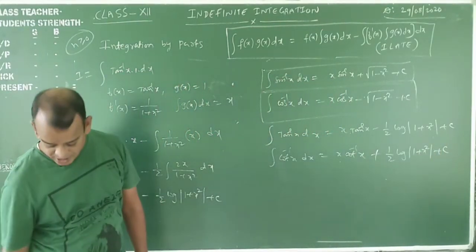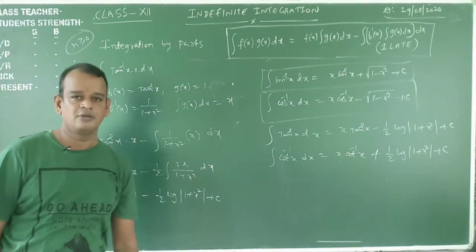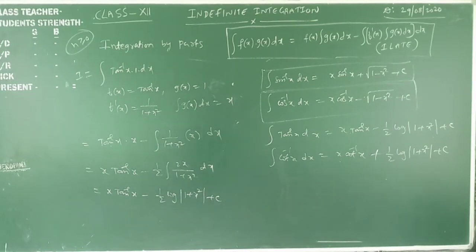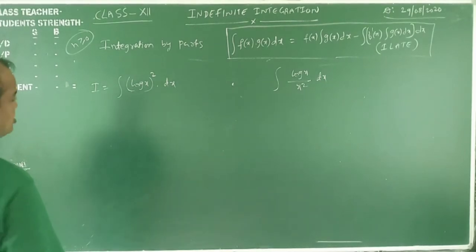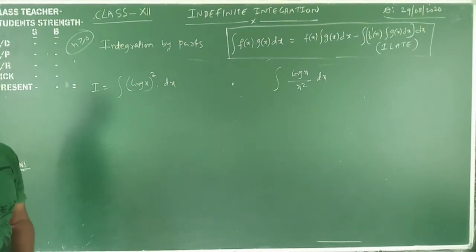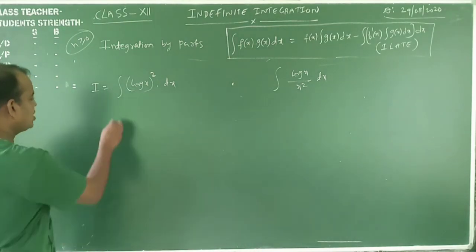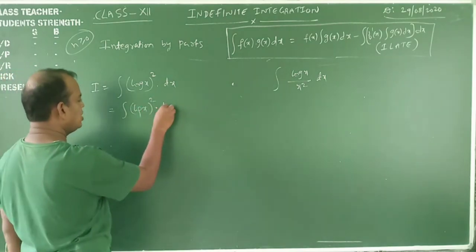Okay, my dear students, in this way we will do the problems. Okay, next problem: log x whole square. This is also a special function, log x whole square. You know the log x. 100% you will take the second function as 1. So what happens in this one? Log x whole square into 1 dx.